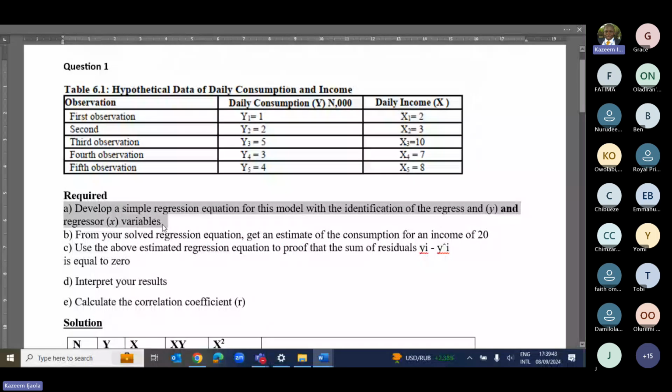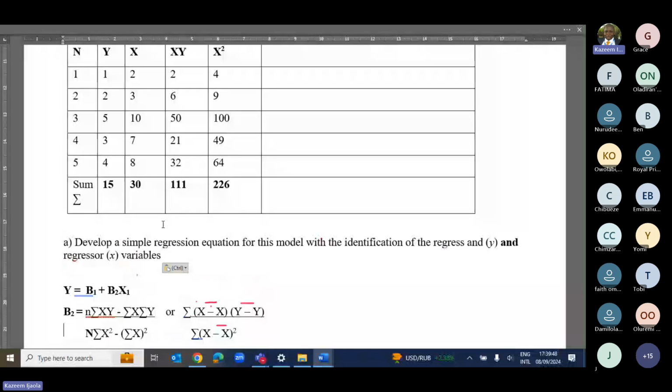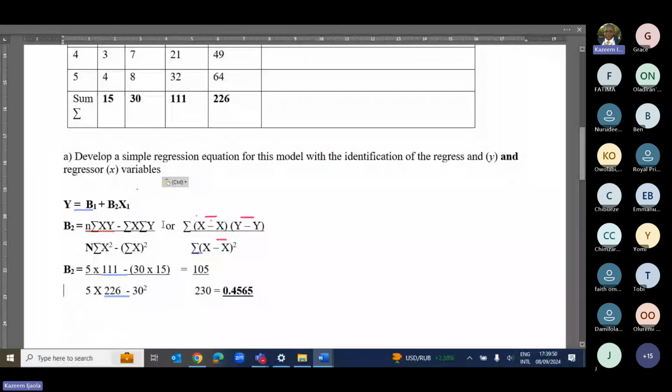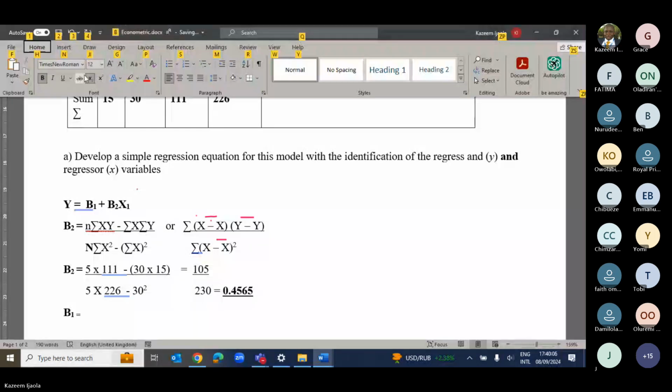So your beta 1 too has its own formula. This beta 1 has its own formula. So your beta 1 is equal to your y cap, y cap minus... Can I ask?